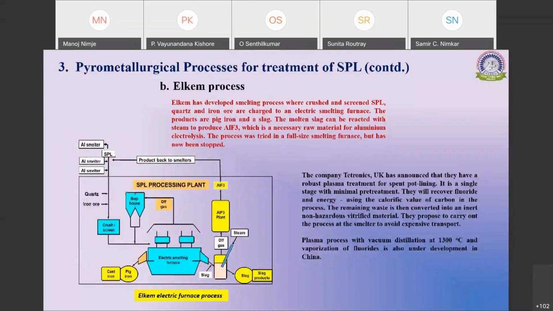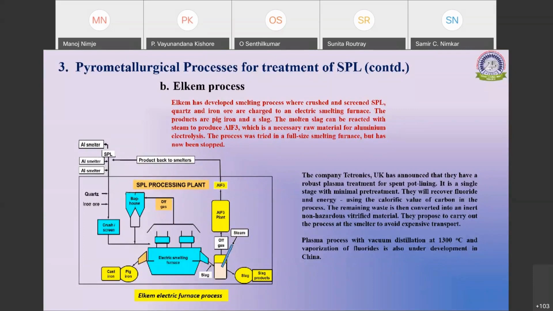The next pyrometallurgical process for disposal of SPL is the Elkem process. The flowsheet of the Elkem process is shown here. Elkem has developed a smelting process where crushed and screened SPL, quartz, and iron ores are charged to an electric smelting furnace. The products of the process are pig iron and slag.